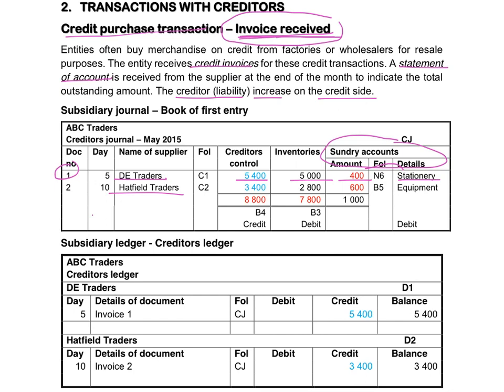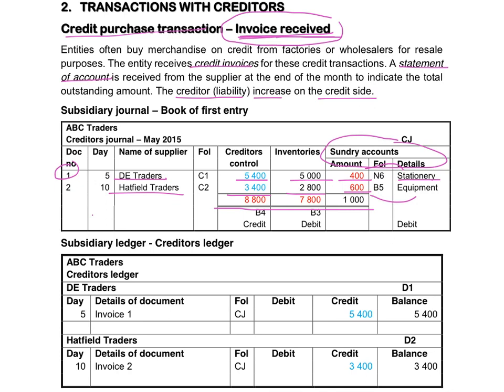Hatfield Traders, we bought a total of 3,400. So we show the total in the creditor's control because that is the total amount that we owe them. Then we split it and we say we bought inventory for 2,800 and we bought equipment for 600. Again, the figure is there, so they must have the account to which it will be posted. At the end of the month, we will add up the totals in these columns to determine what is our total amount in the creditor's journal at the end of the month.